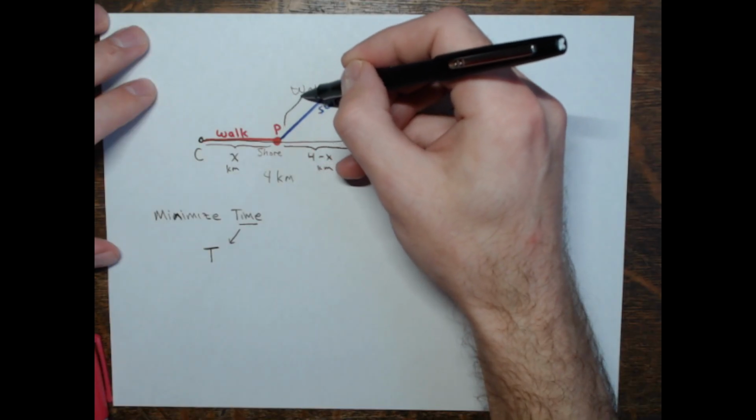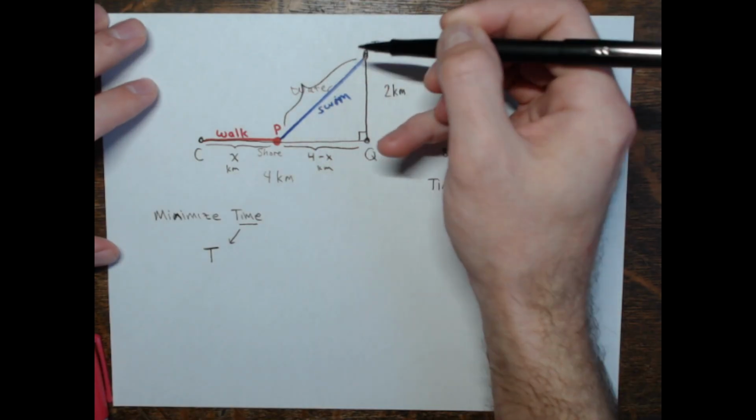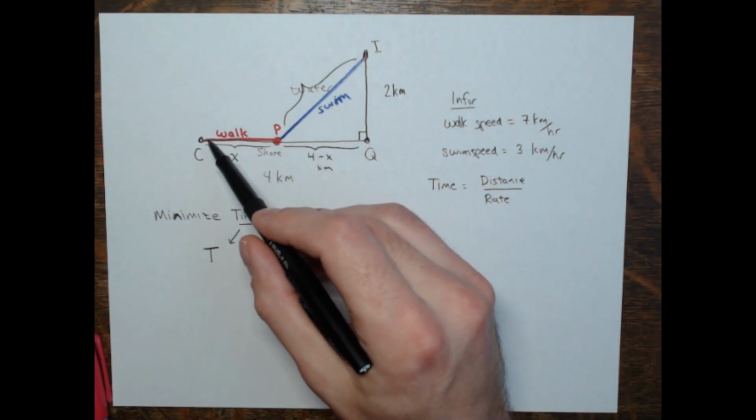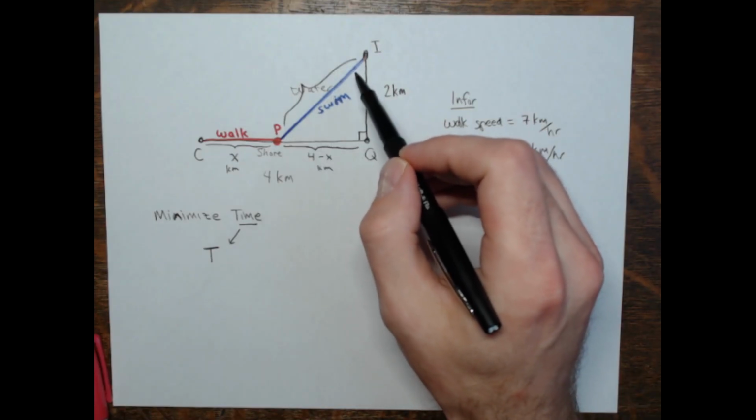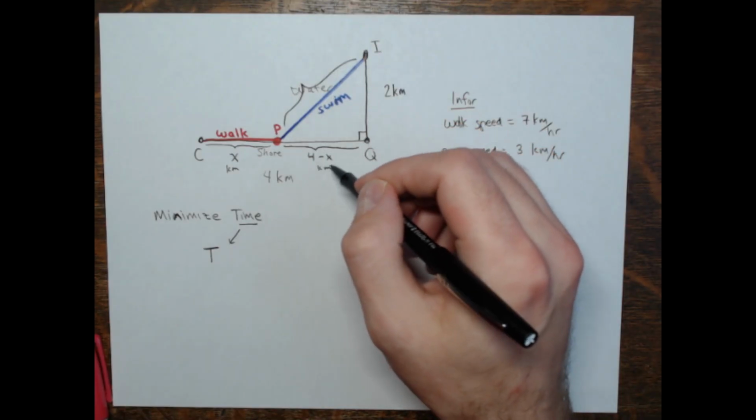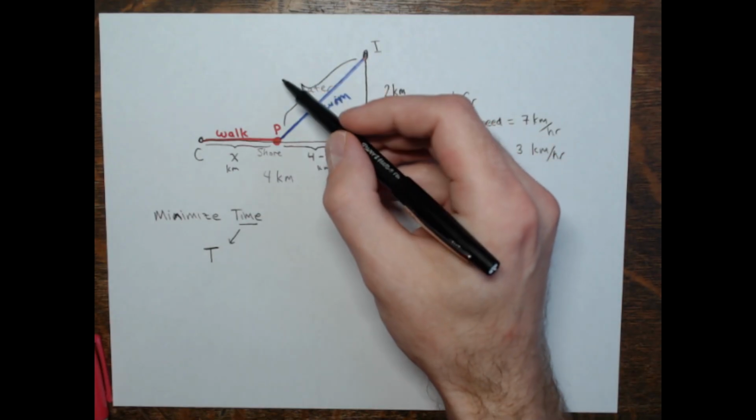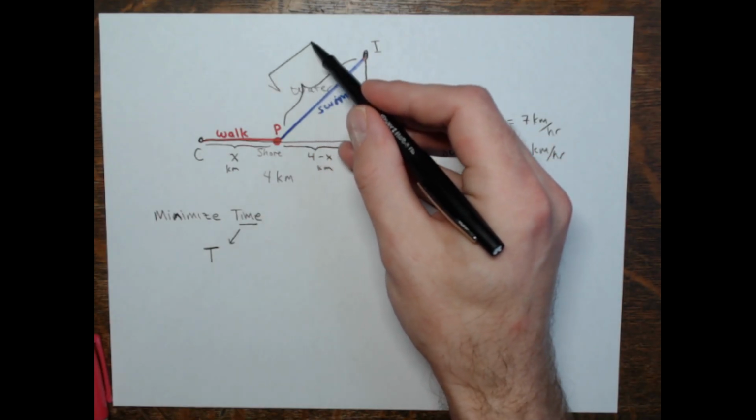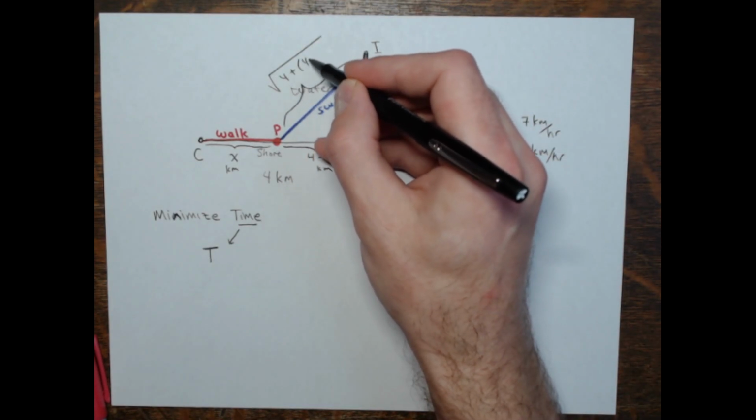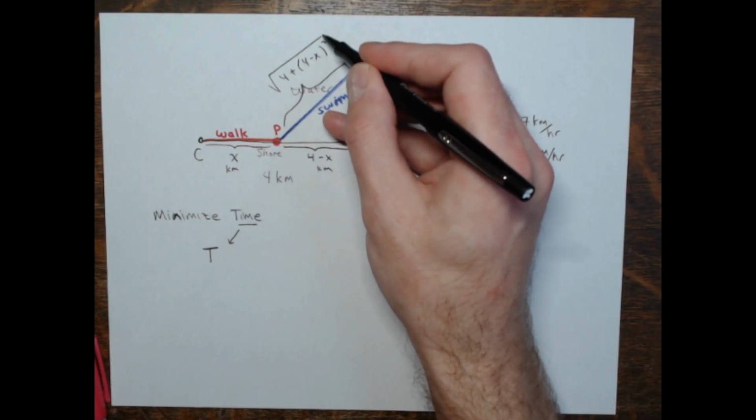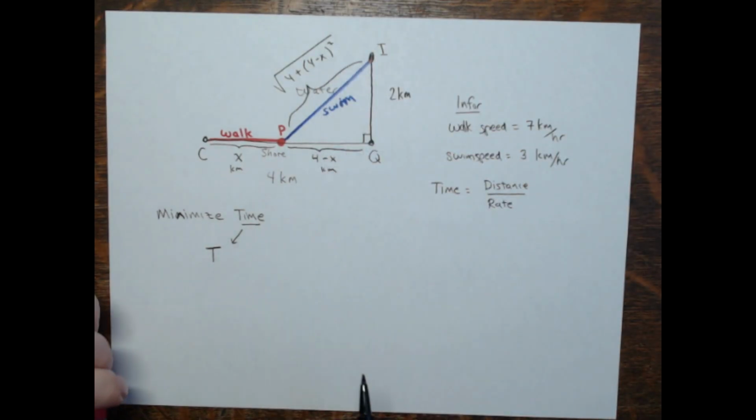So then this length here, all right, so the distance she walked was x kilometers, so the swim distance would be the hypotenuse of a right triangle. So that swimming distance would be the square root of 4 plus (4 minus x) squared. And if you want to multiply that out, you can. I'm going to leave it that way, though.